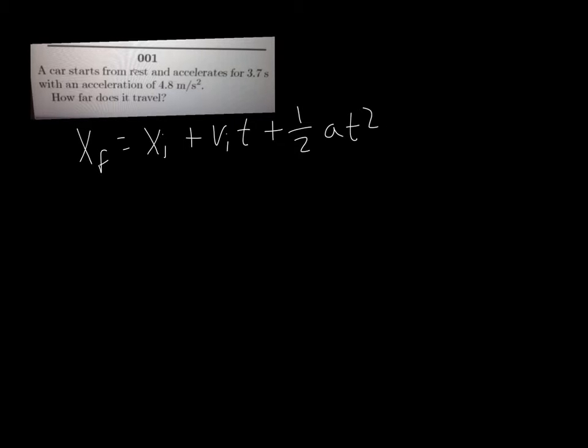Now the word rest there helps you get rid of some variables. The first thing we want to talk about is your xi. Anytime you start from rest or finish at rest, that typically gives a position of 0 meters. It doesn't always happen, but in this case it will be.